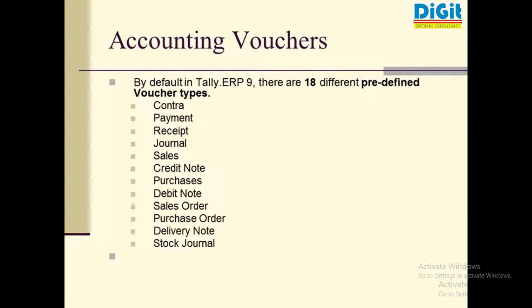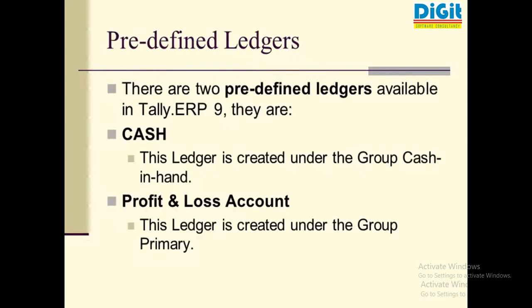In that screen only you have to do the entry. If you are receiving money, then you have to change the screen to receive voucher, and in that voucher only you have to pass the entry. Okay, so there are some shortcut buttons given for selecting these vouchers. I will give you later on.